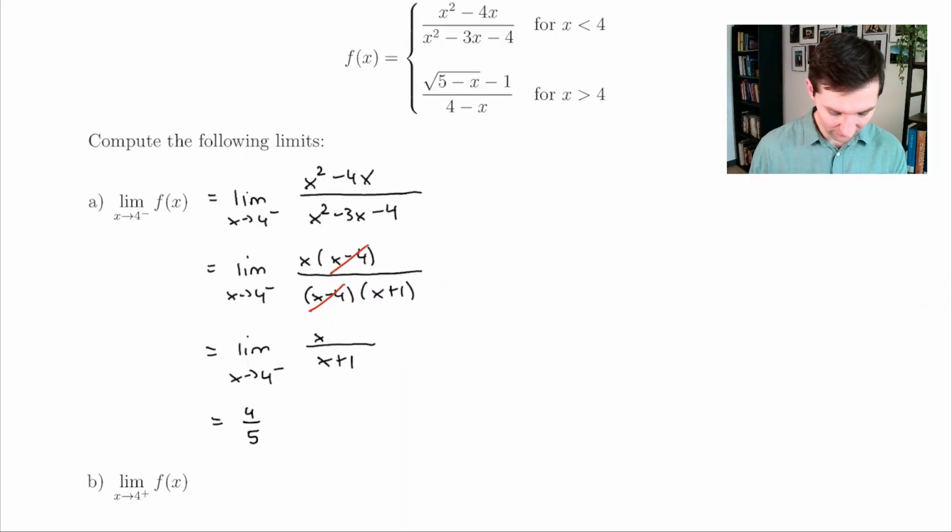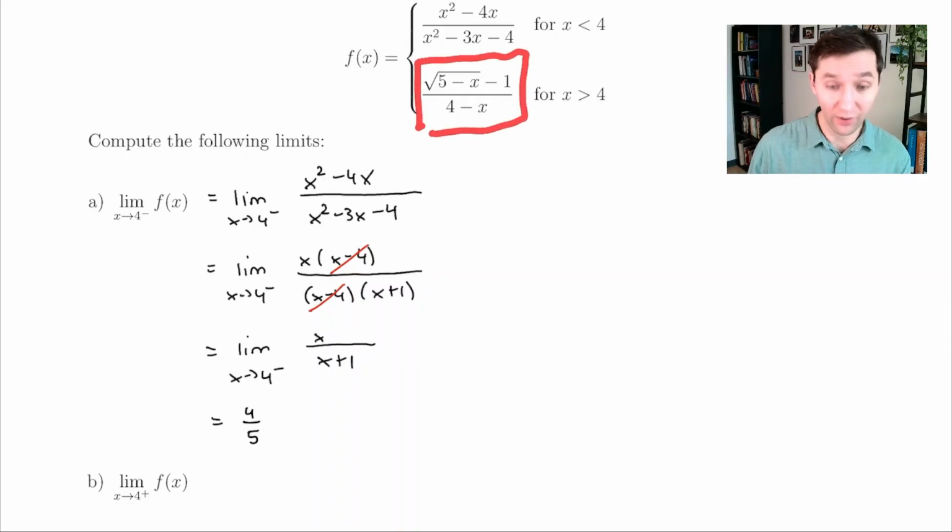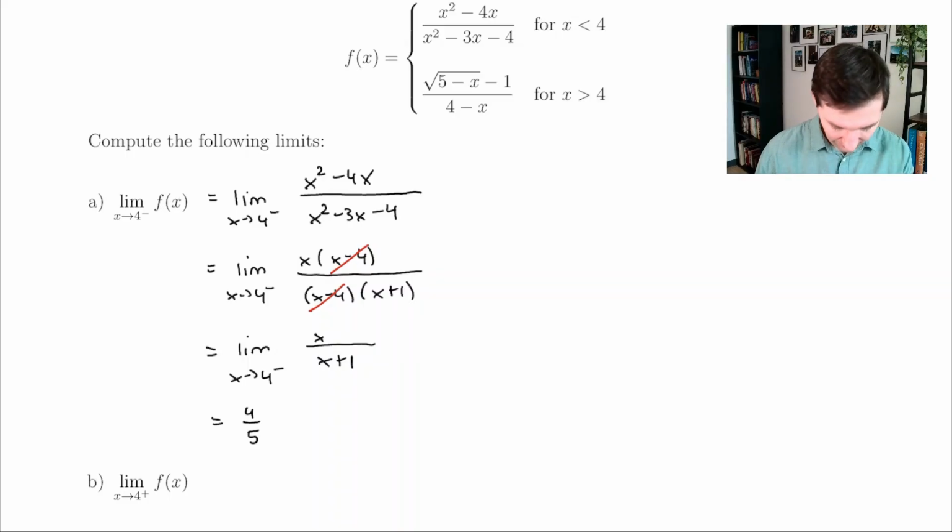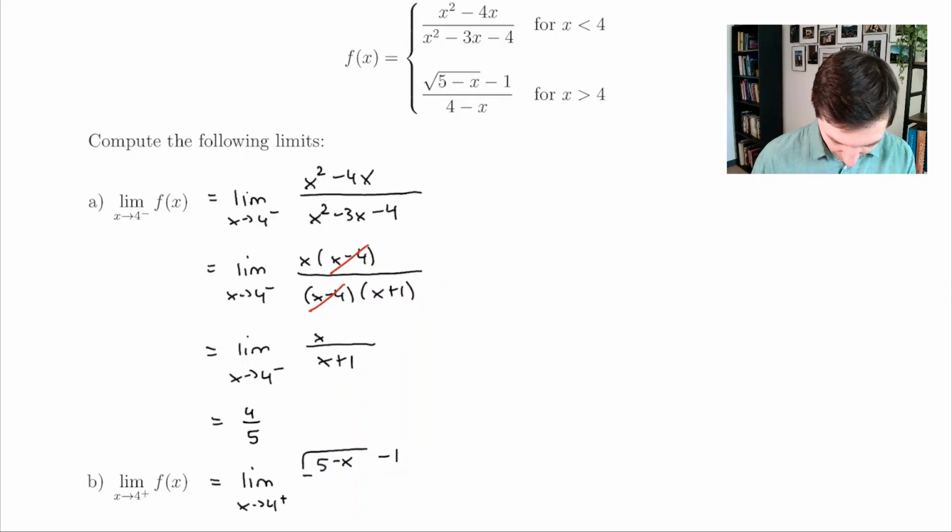To compute the limit from the right, I am going to use x's, the inputs that are bigger than 4. So I'm using the formula for x bigger than 4. And I get the limit as x goes to 4 from the right of square root of 5 minus x, minus 1, divided by 4 minus x.